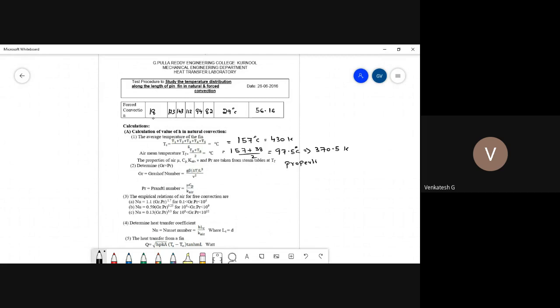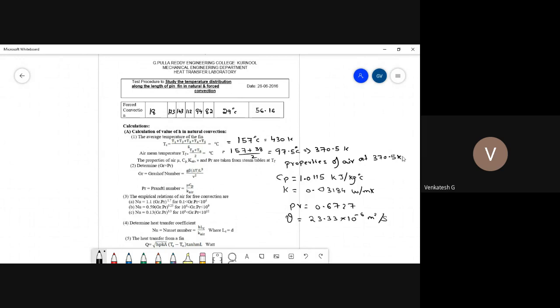Now we need to write the properties of air at 370.5 Kelvin. For this we need to refer to the data book. From the data book, we get the properties. The specific heat is 1.0115 kilojoule per kg degree centigrade, the thermal conductivity of air is 0.03184 watt per meter Kelvin, the Prandtl number is 0.6727, and the kinematic viscosity nu is 23.33 into 10 power minus 6 meter square per second. These are the properties of air we note down from the data handbook.